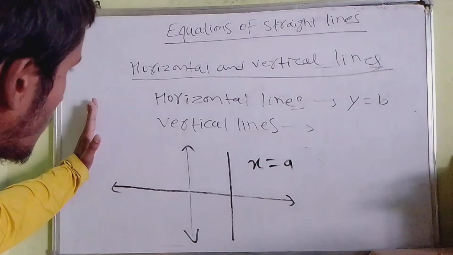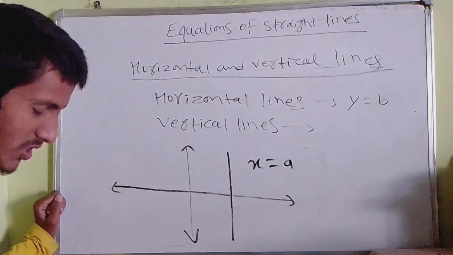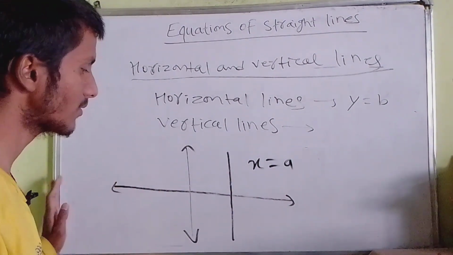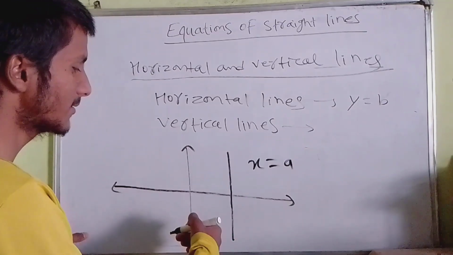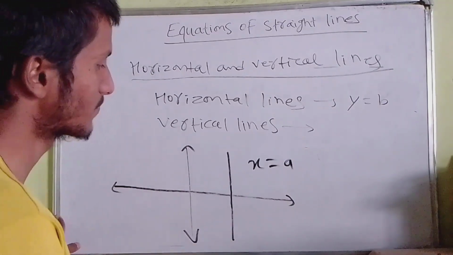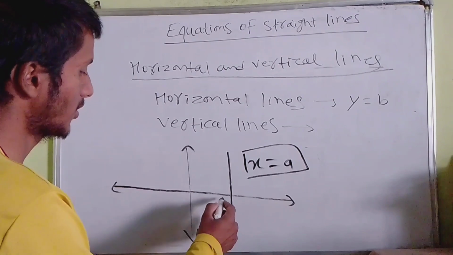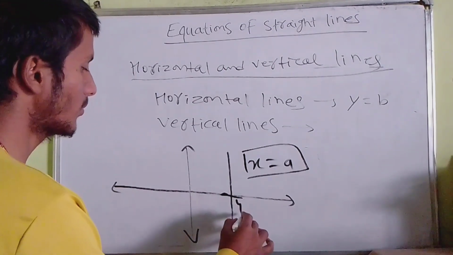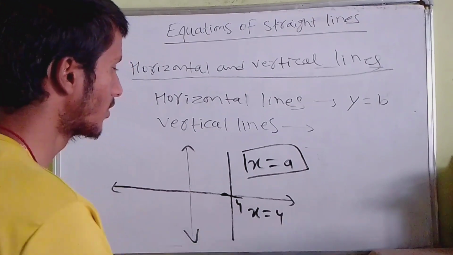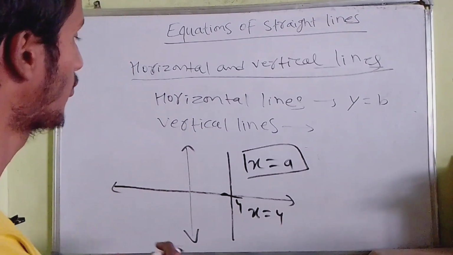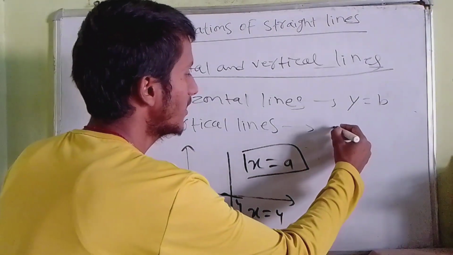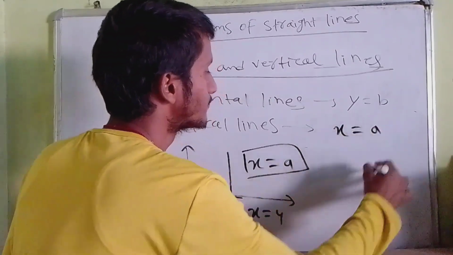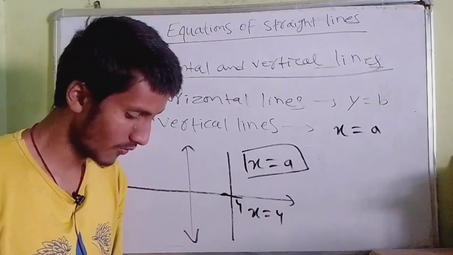For a vertical line, the equation is x is equal to a because it is parallel to the y-axis and it is a constant. Let's suppose this is at 4, then the equation of this will be x is equal to 4. So for vertical lines, it will be x is equal to a. So this was for vertical and horizontal lines.